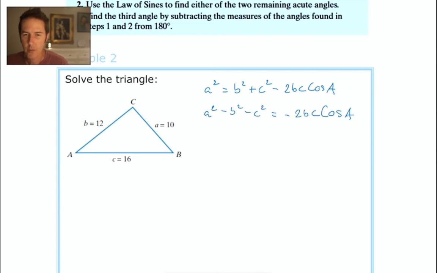And then we need to get rid of the coefficient on the right-hand side of negative 2BC. So we'll divide both sides by that. A squared minus B squared minus C squared, all divided by negative 2BC.